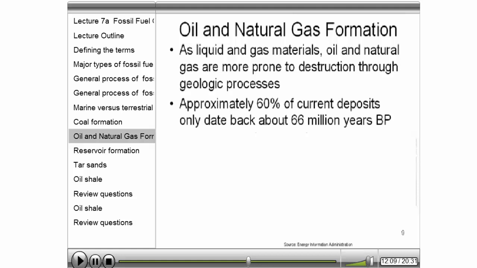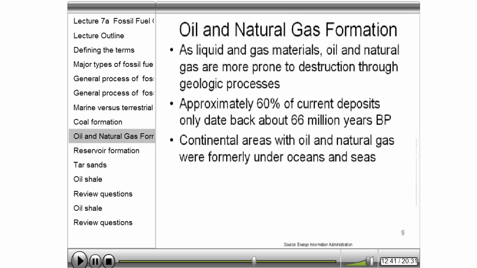It's estimated that about 60% of the oil we currently have identified through reserves and suspected resources are fairly recent and date back only 66 million years before present. And that if we went back 100 million years ago, we'd probably find roughly the same amount. So there is something in the way of a recycling process that goes on and replenishes current rates, although the formation literally takes tens of millions of years.